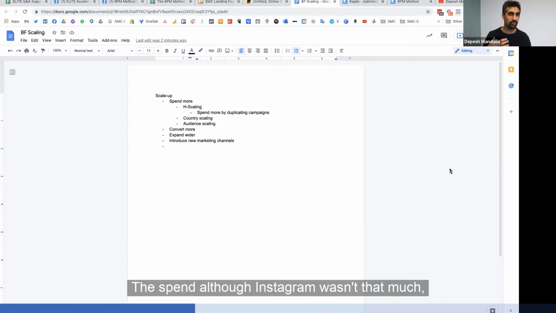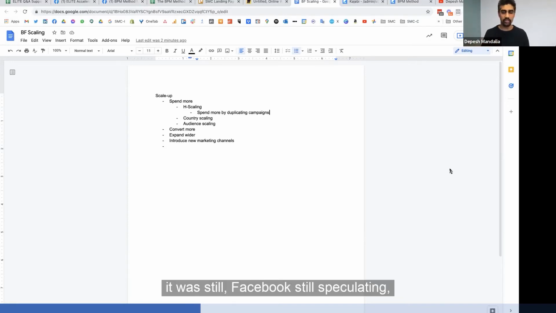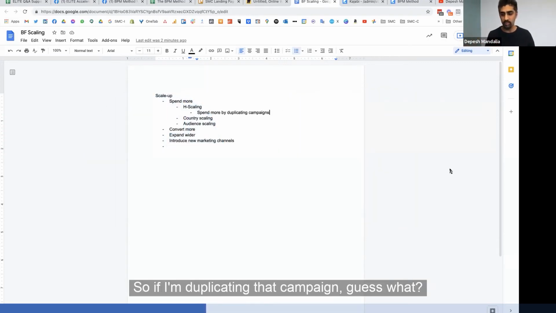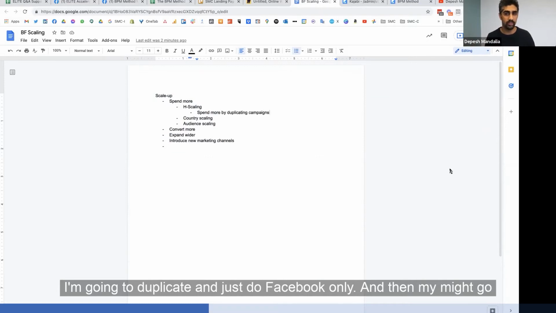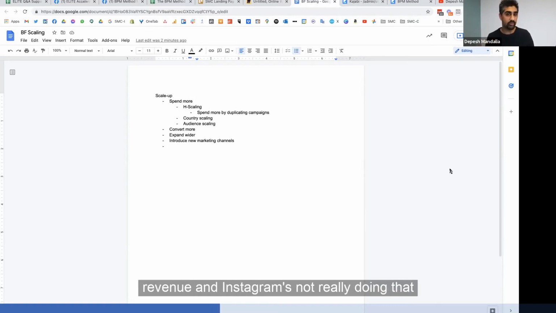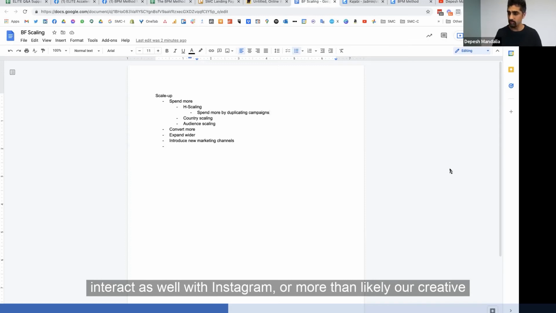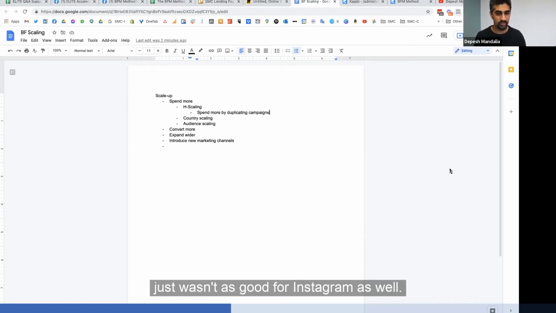The spend, although Instagram wasn't that much, Facebook's still speculating. Do I do it on Facebook? Do I do it on Instagram? So if I'm duplicating that campaign, guess what? I'm going to duplicate and just do Facebook only. And then I might take the Instagram campaign and do a separate test on it. But I can see, at least from that data, that Facebook is generating the most revenue and Instagram's not really doing that well for us. There are many reasons. Maybe the audience doesn't interact as well with Instagram, or more than likely, our creative just wasn't as good for Instagram as well.